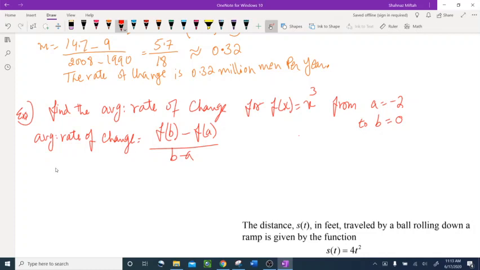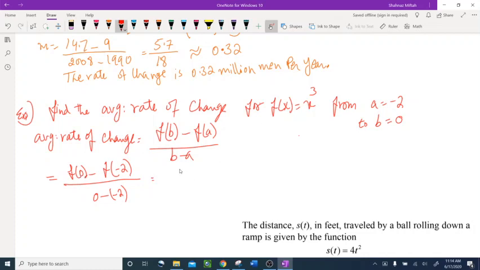So I'm going to figure out the y values first. These are y2 minus y1, right? f of x2 minus f of x1. So I'm going to plug these two a and b into the function. What is b? b is 0, so find f of 0. What is a? a is -2, so find f of -2, over b, 0, minus a, -2. So let's plug in 0 into the function.